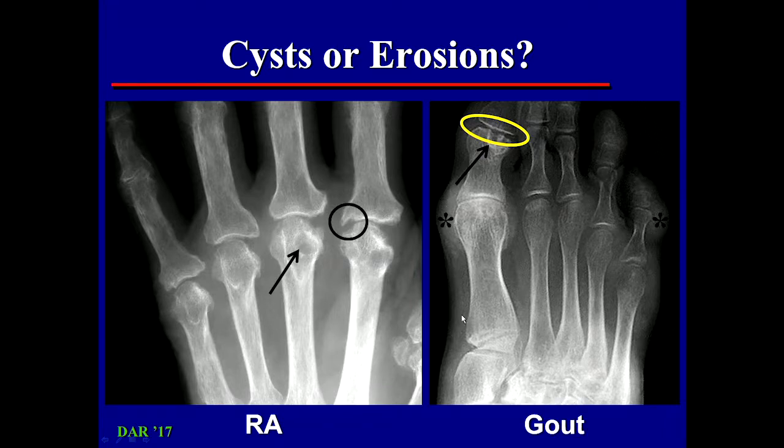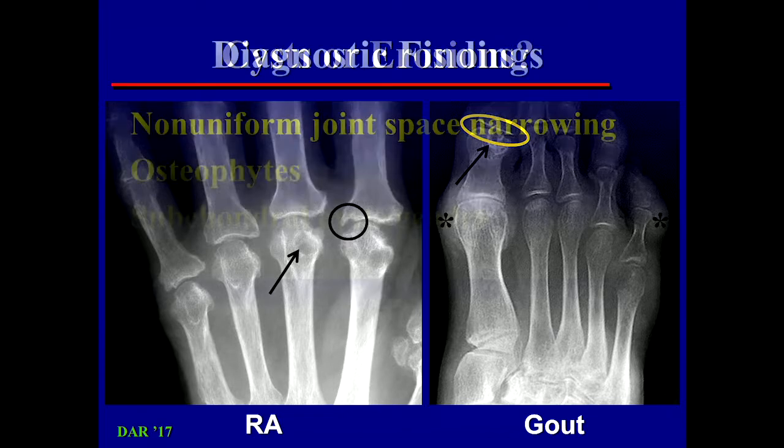So when someone asks me, how do I tell the difference between an erosion or a cyst? What I tell them is I put my hand over it. I just ignore whatever that hole is, and I look at the rest of the joint. If the rest of the joint shows non-uniform joint space narrowing and osteophytes, it's osteoarthritis. I take my hand away, and I call that thing a cyst. If I put my hand over it and the rest of the joint has uniform narrowing, no osteophytes, it's an inflammatory arthritis. I take my hand away and I call that an erosion. So it's not what it looks like, it's what else is going on in the joint.